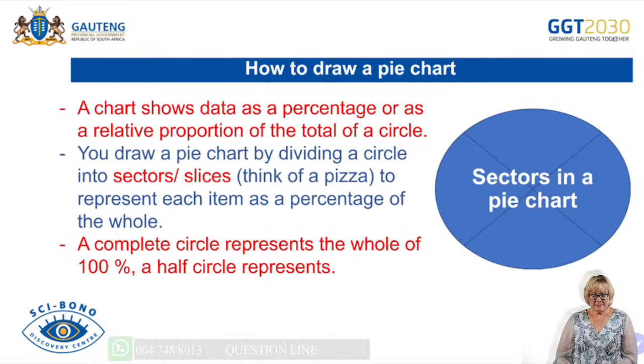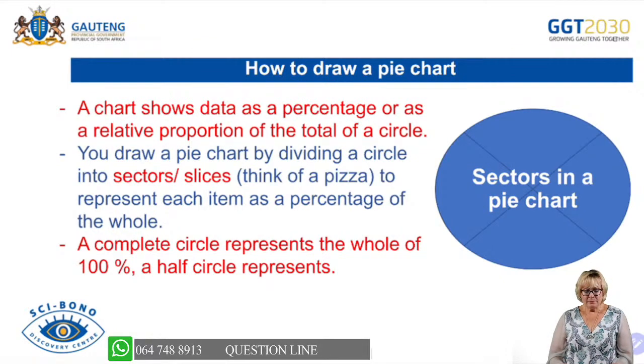A pie chart shows data as a percentage or as a relative proportion of the total of a circle. All right, so it is a little bit more difficult. You draw a pie chart by dividing a circle into sectors or slices. You can actually think of it like a pizza, to represent each item as a percentage of the whole. A complete circle represents the whole of 100%, and a half circle represents 50%. All right, so that is how you draw a pie chart.